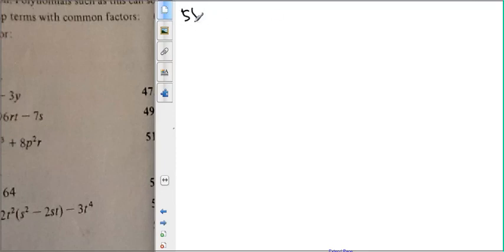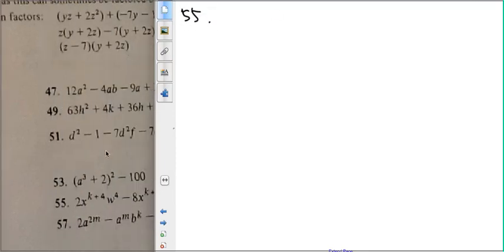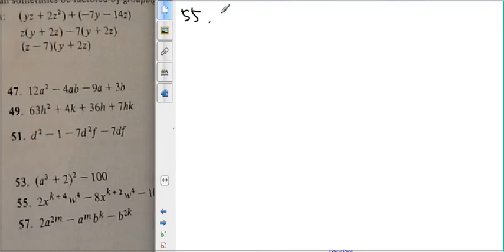Number 55. So it looks very complex, but let's look at it carefully. 2x to the 2k plus 4 power, w to the 4th power, minus 8 times x to the k plus 2 power and w to the 4th power. Something repeats here, isn't it?